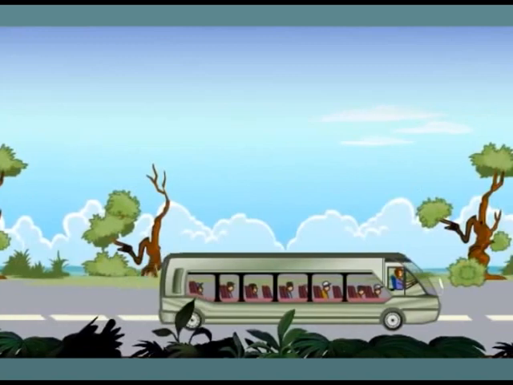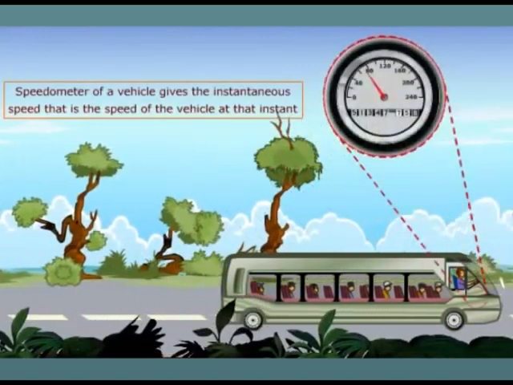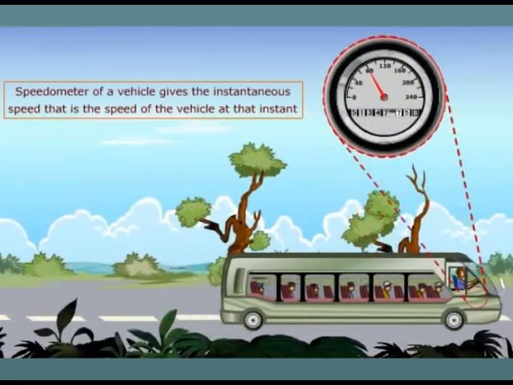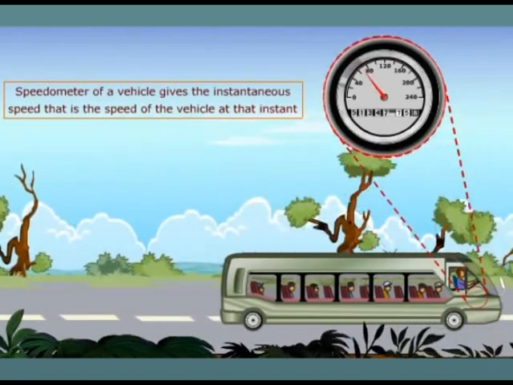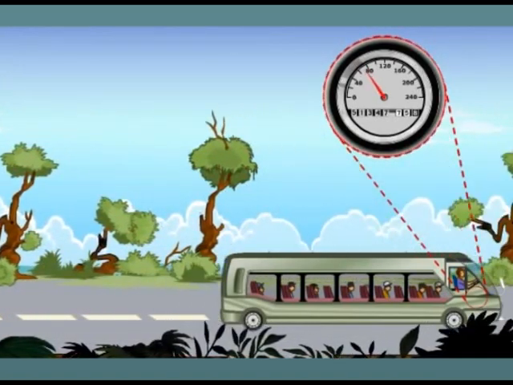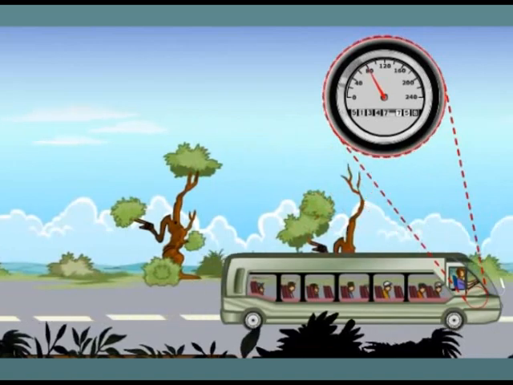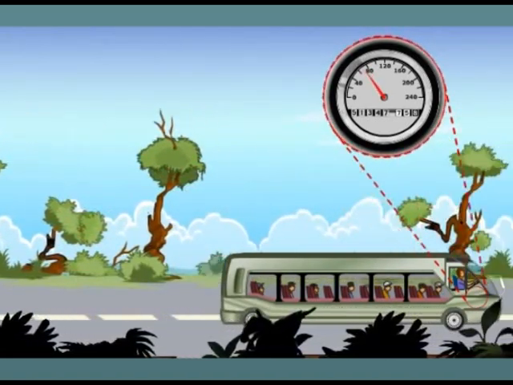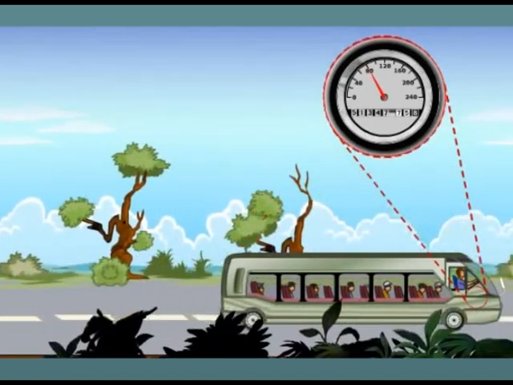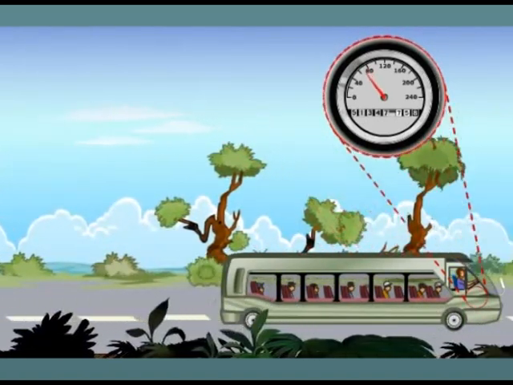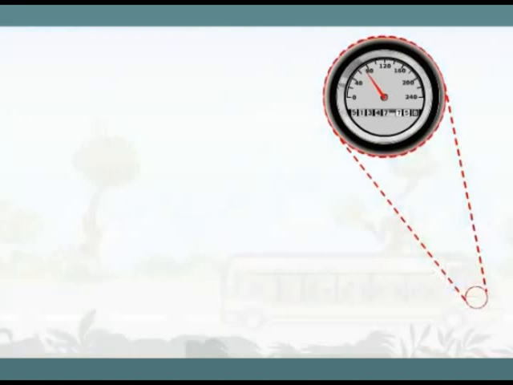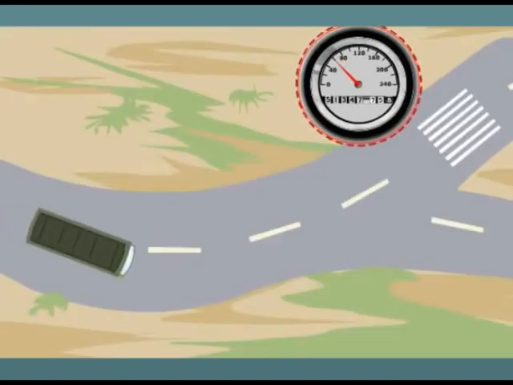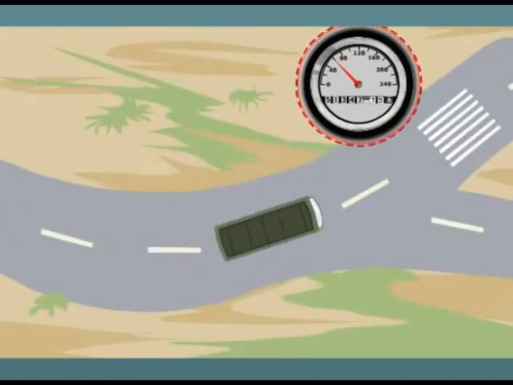You know that the speedometer of a vehicle gives the instantaneous speed, that is, the speed of the vehicle at that instant. Observe the needle of the speedometer as the bus is moving. We observe that the needle is moving, indicating that the speed of the bus is varying. At times, we observe that the speed is constant, even though the direction of movement of the bus changes.